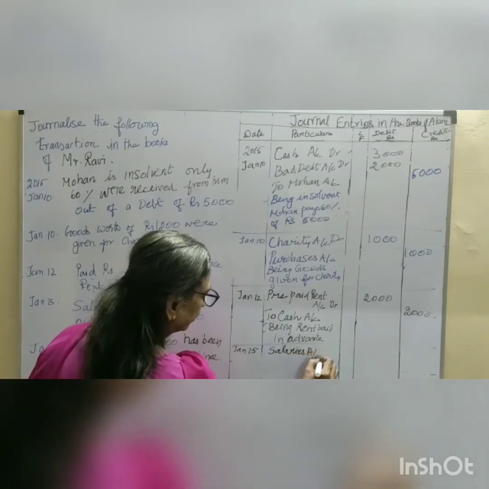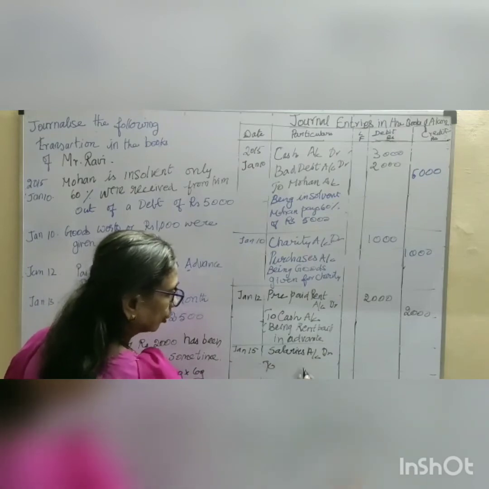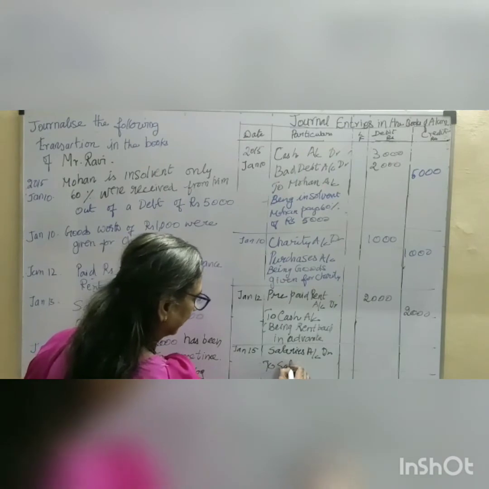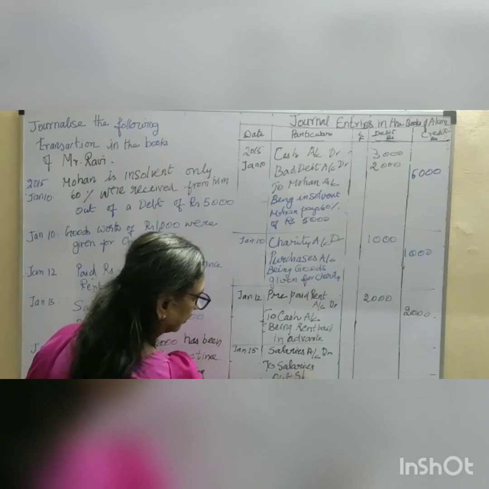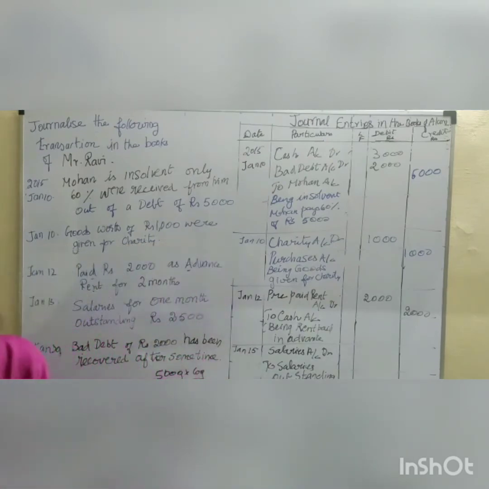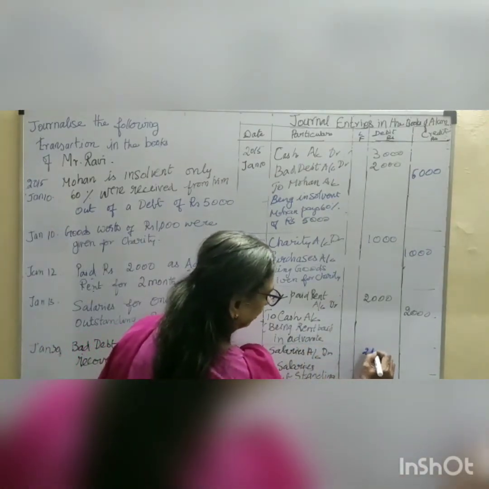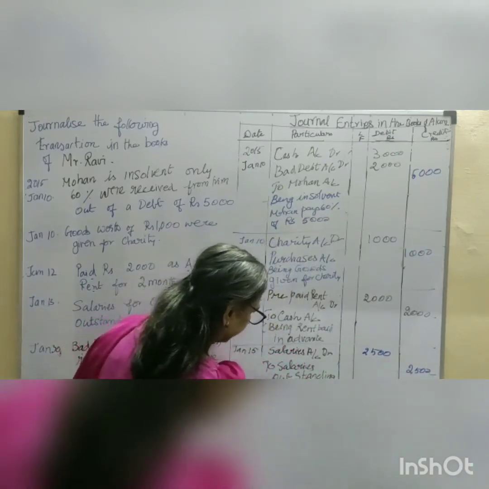Salaries account is debited. Suppose you pay the cash, then cash would come here. Because you have not paid the amount, it's outstanding. So we have to write salaries outstanding account. Now let us see how much money salaries outstanding. 2,500. One journal entry gets over.